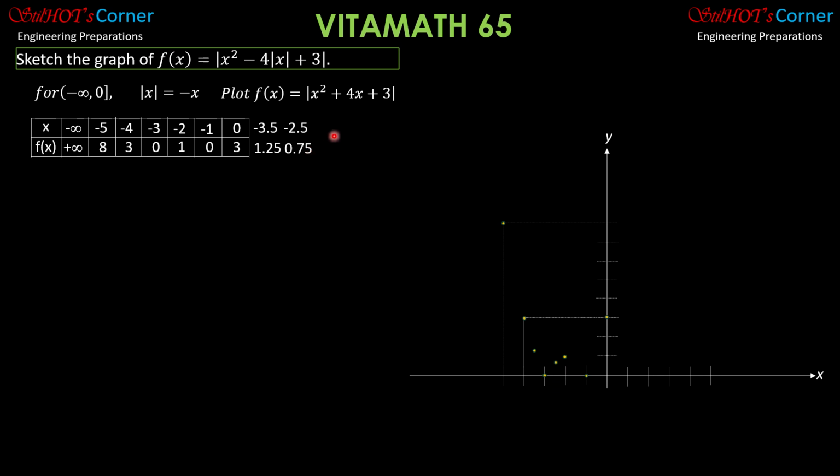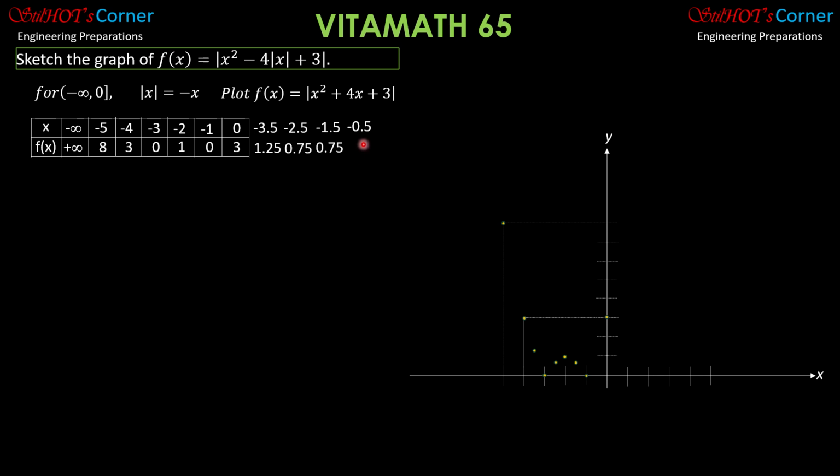When x is negative 1.5, it's there. Negative 1.5 squared is 2.25 plus 4 times negative 1.5, so negative 6. 2.25 minus 6 is negative 3.75 plus 3, negative 0.75. So its absolute value of negative 0.75 is 0.75. So negative 1.5, 0.75.